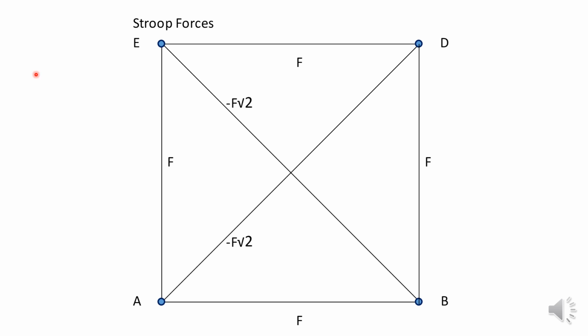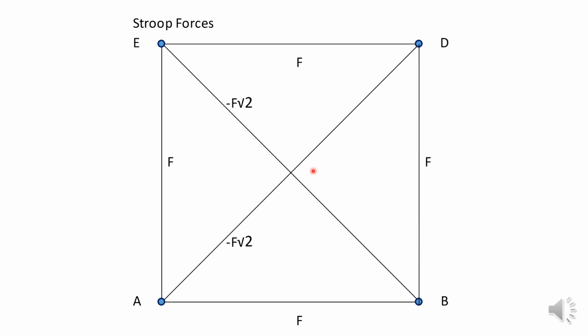Now we identify the Stroop in the previous diagrams. There's just one Stroop in this structure, A, B, D, E. So the structure has 1 degree of indeterminacy, and this is the Stroop that it contains, A, B, D, E, with these 6 members.